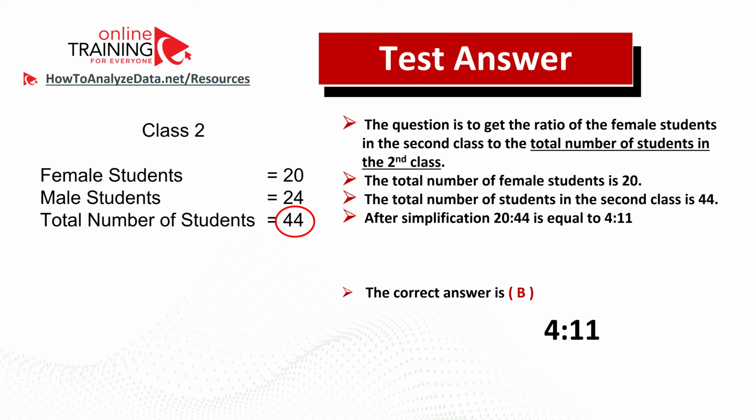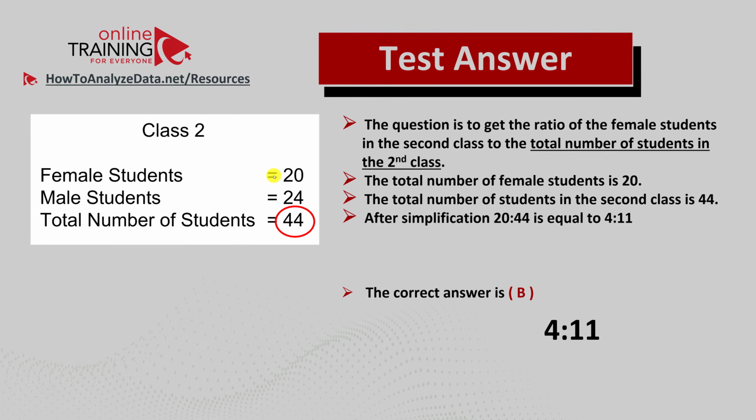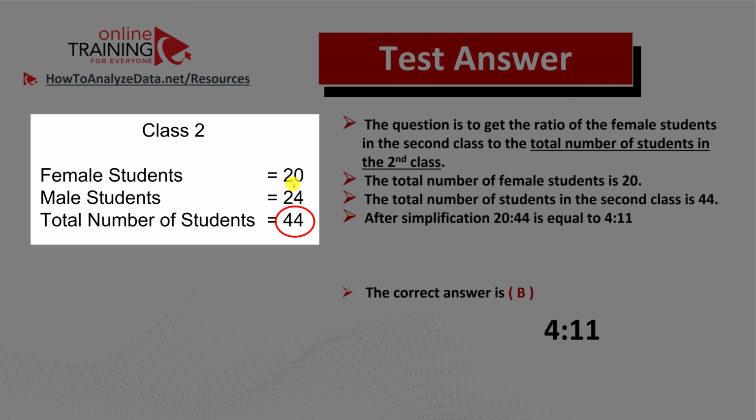The tricky part here is that you're presented with lots of data about first, second, and third classes. But the question only asks you about the ratio in the second class. So the total number of female students in the second class is 20. And total number of male students is 24, which is irrelevant already. Plus you have data for the first and the third class, which is also irrelevant and not used in this question. And total number of students in the second class, which is another important piece of information, is 44.